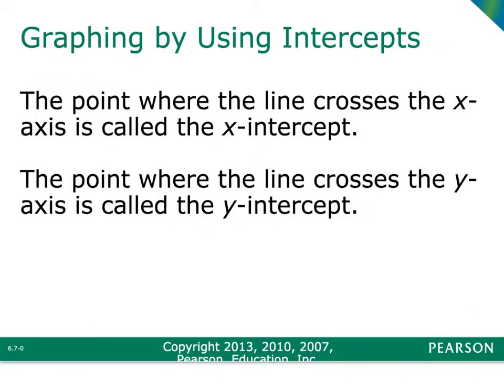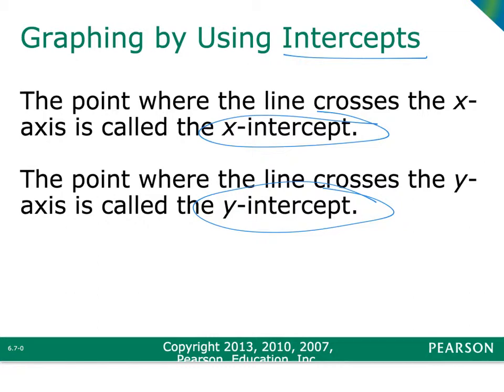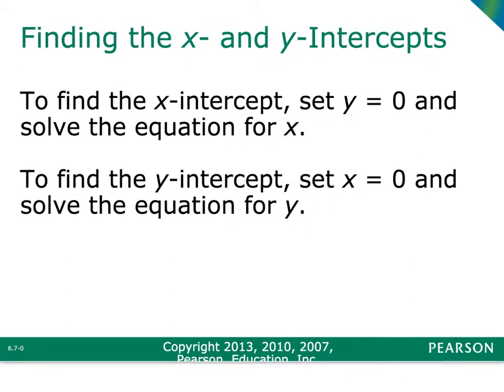Sometimes they're going to ask you to find specific things, such as intercepts. There's 2 different intercepts. You can find the x-intercept and you can find the y-intercept. The x-intercept is where you cross the x-axis. The y-intercept is where you cross the y-axis. In order to find the x-intercept, you're going to set the y equal to 0 in the equation, and you'll solve for an x value. In order to find the y-intercept, you set the x equal to 0, and you're solving the equation for y.